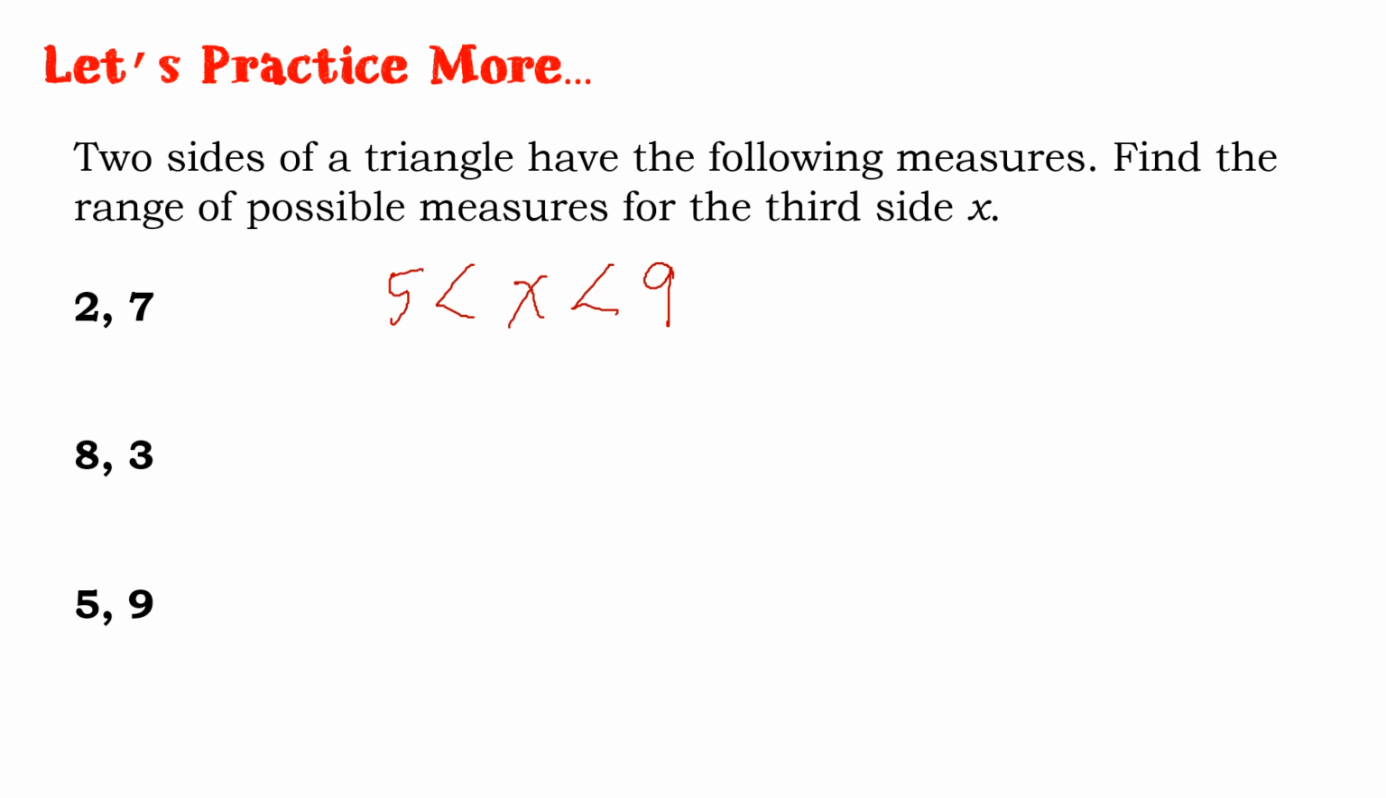For the next, 8 and 3. The highest number would be 8 plus 3, which is 11. Then 8 minus 3, that is equal to 5. And for the last, 5 plus 9, that is 14. And then 9 minus 5, that is equal to 4. So that's it. That's how we find the range of possible measures for the third side x.